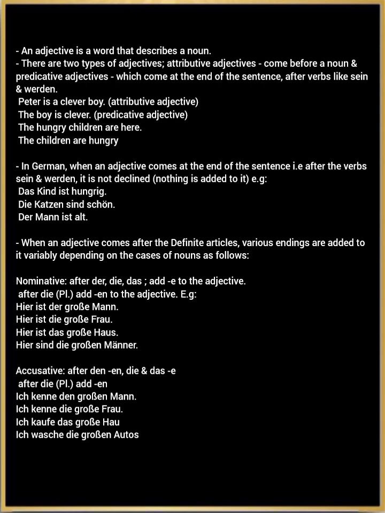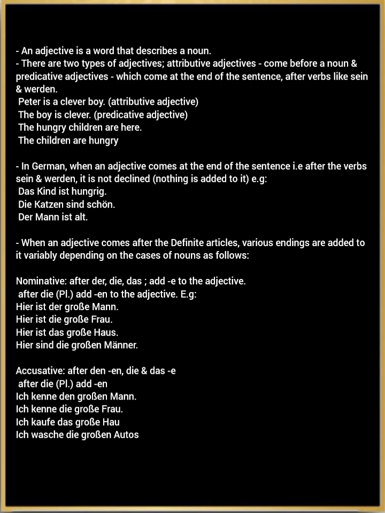Another example, the hungry children are here. You can see hungry children. Now this hungry describes the children and comes before. That is attributive. And then the children are hungry, which is now the predicative. So remember, attributive comes before the noun, and then predicative comes after, okay? So let's proceed to the next point.